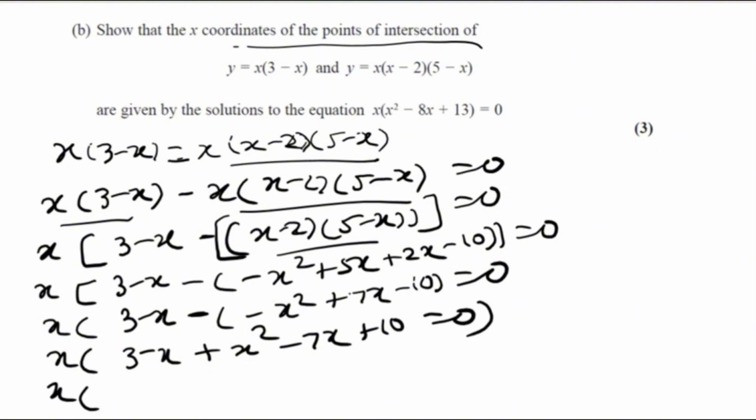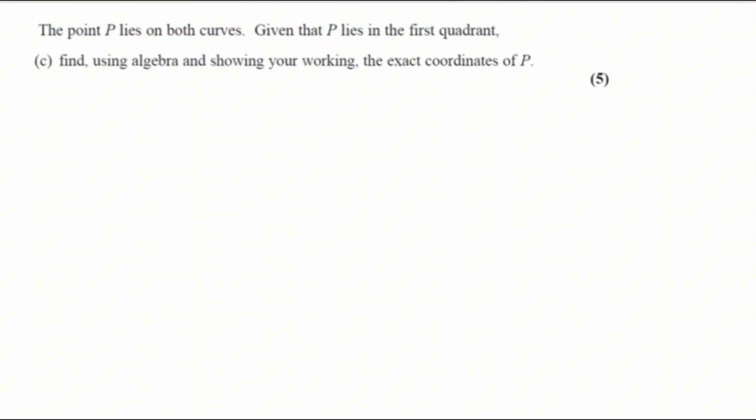So now I have to simplify this part. So x squared minus 8x, and 3 plus 10 will give us 13, equal to 0. So this is our required form. As you can see, x squared minus 8x plus 13 is equal to 0, right? Now move to part C.